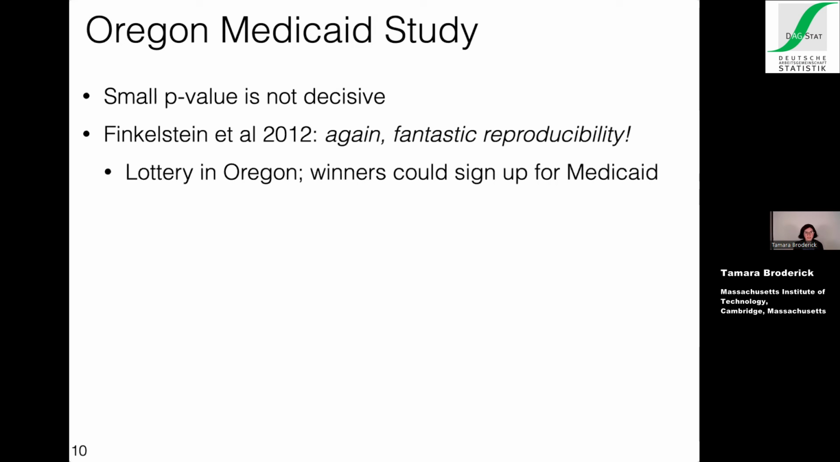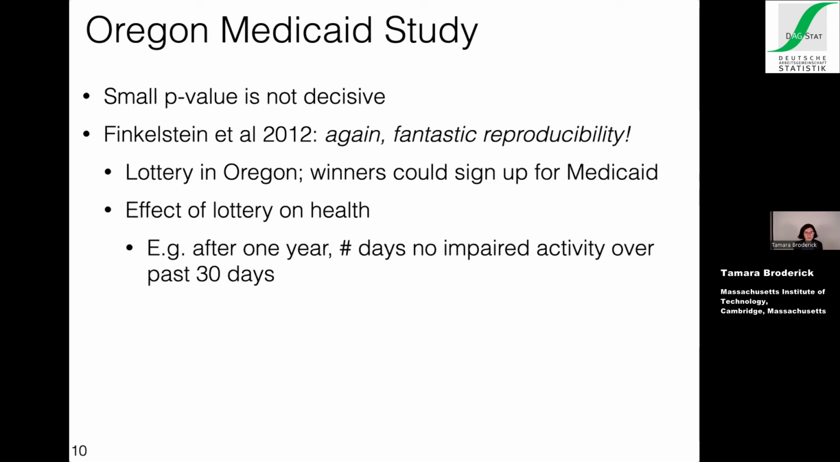Okay, so very famously, there was a lottery in the United States state of Oregon, and the winners were able to sign up for Medicaid, for healthcare coverage. And so this offered a natural experiment for understanding the effect of Medicaid on health, but also economists look in this paper at just the effect of the lottery on health. So there's a lot in the paper. I'm just going to look at one particular result here. And we also look at all of the other results in our actual paper. So one notion of health, and again, there are many different notions of health in the paper, but one notion of health that they look at is after 1 year, what is the number of days of no impaired activity over the past 30 days?